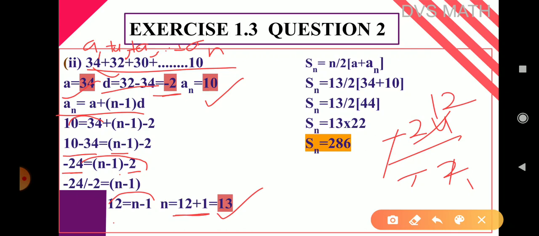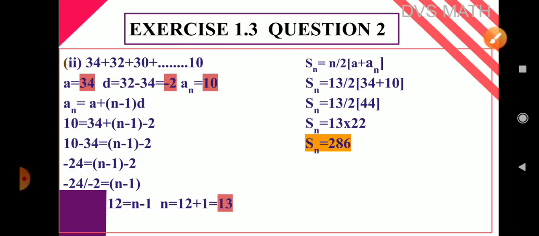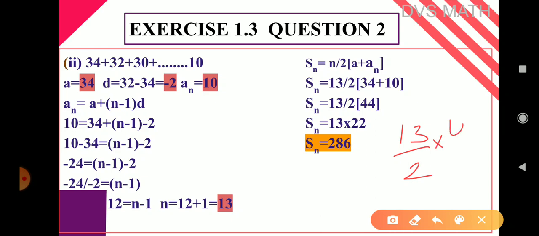Clear? The same thing again, here an is given. So take this formula, Sn equals 13 by 2 into a plus an. a is 34, an is 10. So 34 plus 10, it is 44. So 13 by 2 into 44. Clear? So if we multiply, 2 1s are 2, 2 22s are 44.